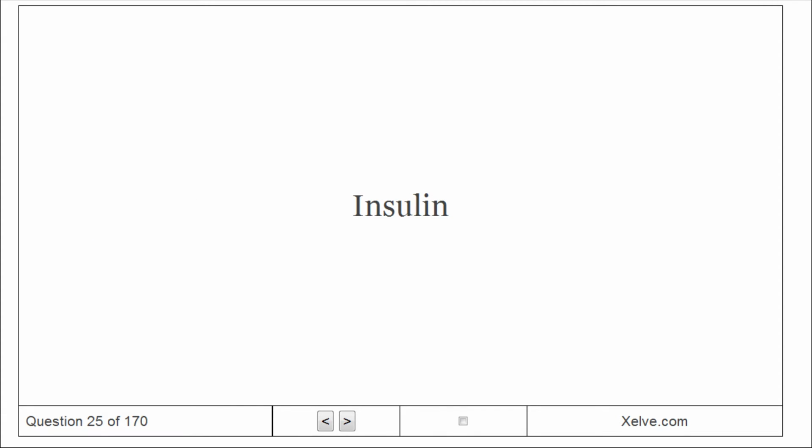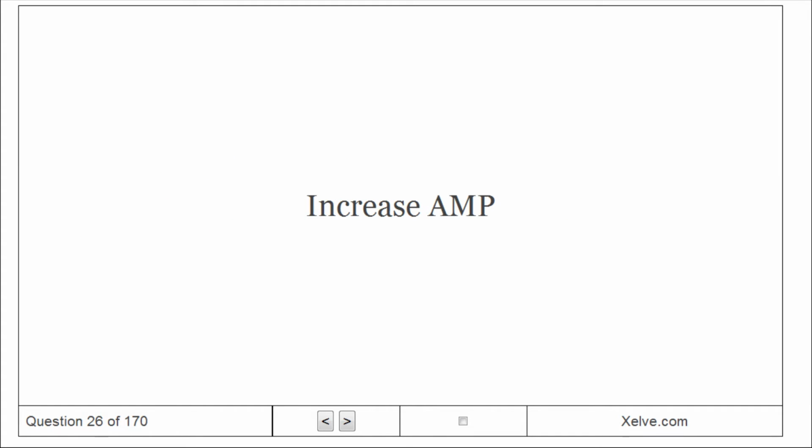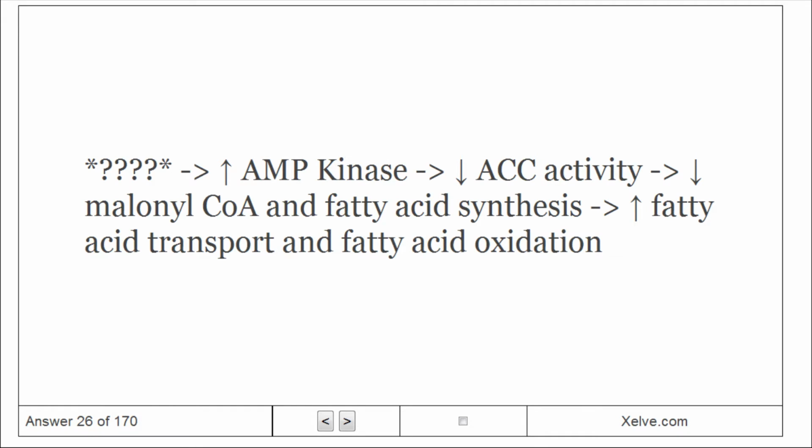Insulin leads to ACC, to malonyl-CoA, to fatty acid transport, to fatty acid oxidation, to fatty acid synthesis. Increased AMP leads to AMP kinase, to ACC activity, to malonyl-CoA and fatty acid synthesis, to fatty acid transport and fatty acid oxidation.